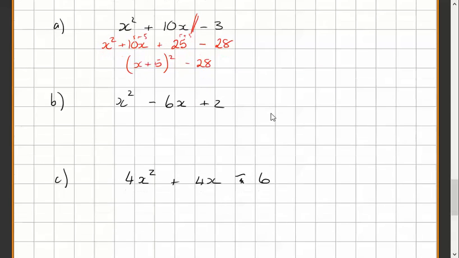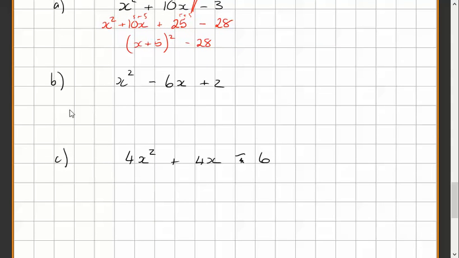Okay, B, same thing. It's x squared minus 6x, but if I've got minus 6x at the end, it should be plus 9. So I need to get to plus 2, so I have to subtract 7. So that gives me x minus 3 squared minus 7. Not plus 3. I see a few of you changing your answers.